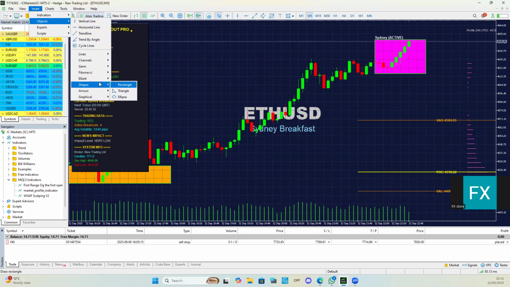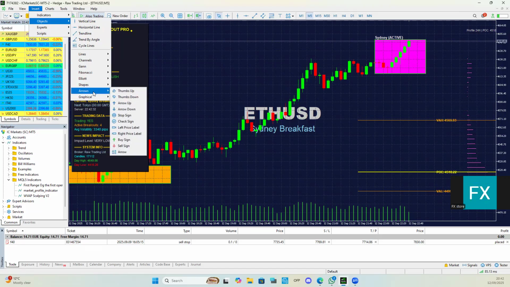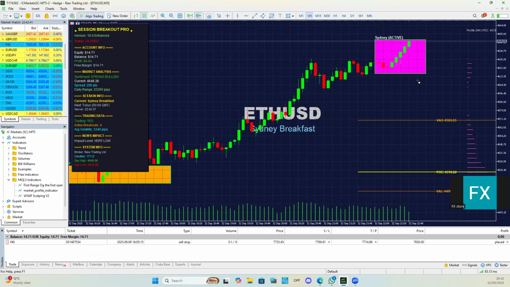Okay, so all we need is arrows. We all need arrows, arrow down. So I'm probably going to place an arrow down here so I know what is going to happen, because I think that's what is going to happen, because the market profile is overloaded. Whatever happens here is up to the news.